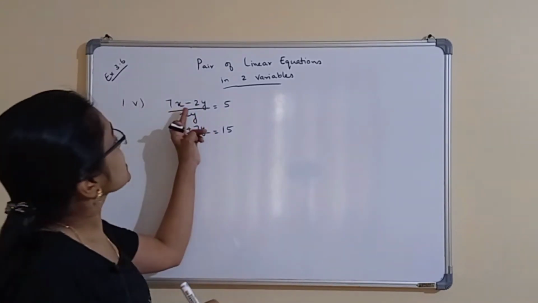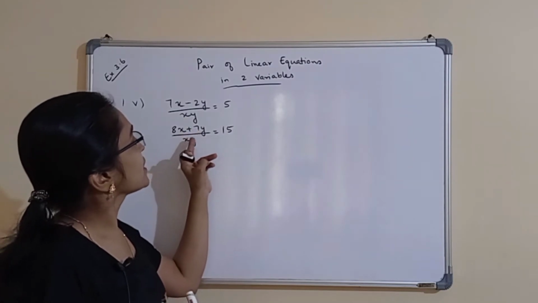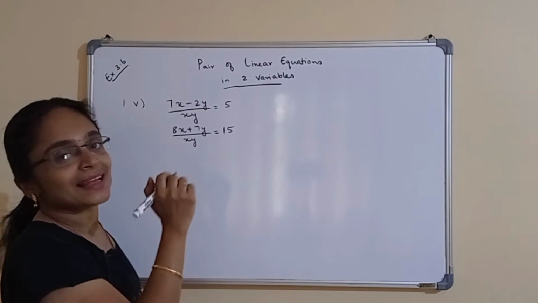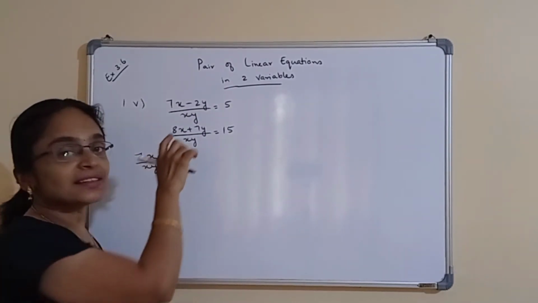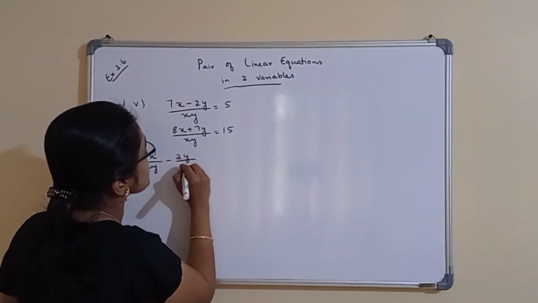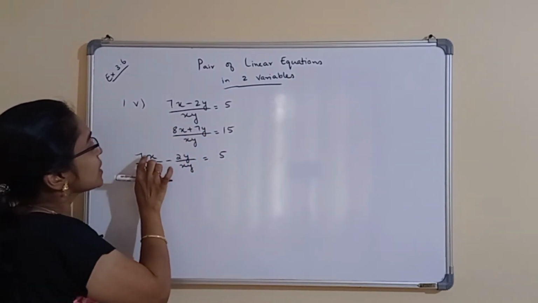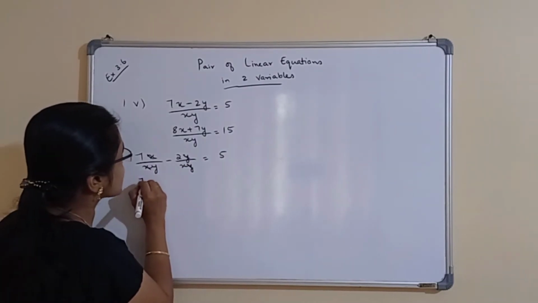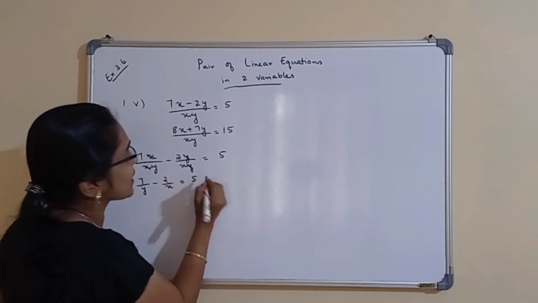Next one, 7x minus 2y by xy equal to 5 and 8x plus 7y by xy equal to 15. So we can take this as 7x by xy, that is we can split this. 7x by xy minus 2y by xy is equal to 5. Right? So, x and x will get cancelled and y will get cancelled, which means 7 by y minus 2 by x is equal to 5.